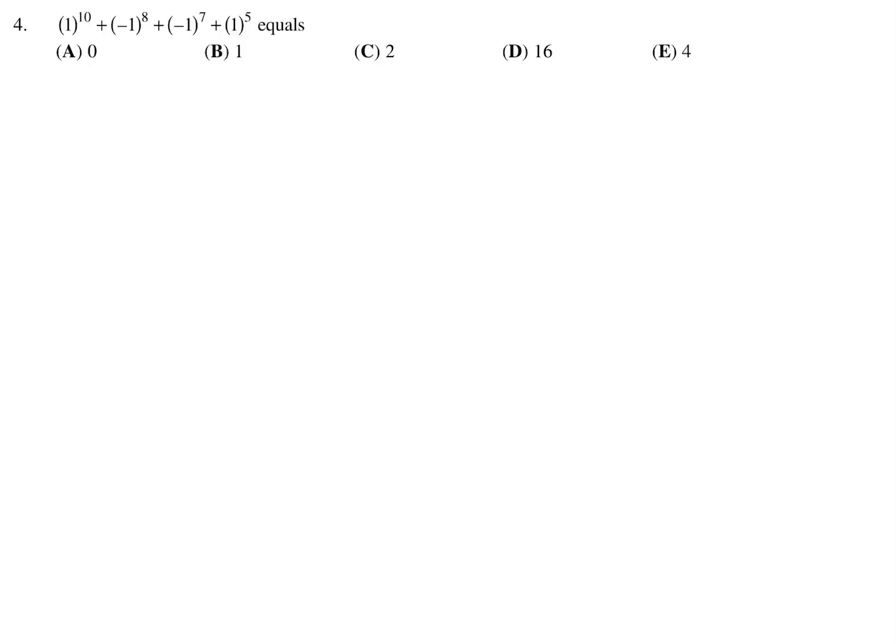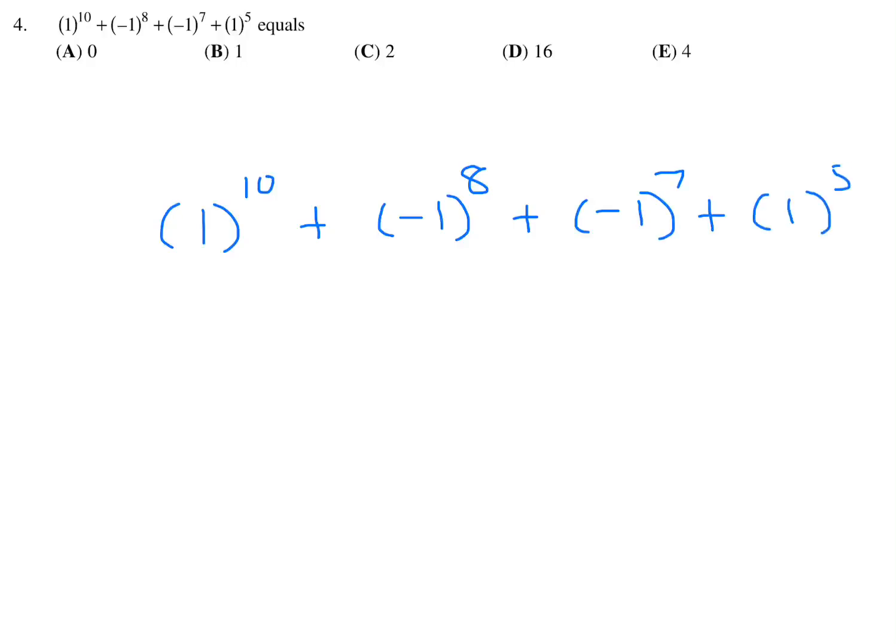1 to the power of 10, negative 1 to the power of 8, negative 1 to the power of 7, and 1 to the power of 5. If you add those up, the sum is equal to. Well, anytime you have 1 to the power of anything, it's going to be equal to 1, so that's pretty straightforward. But just be careful that you don't make a mistake on the negative ones.